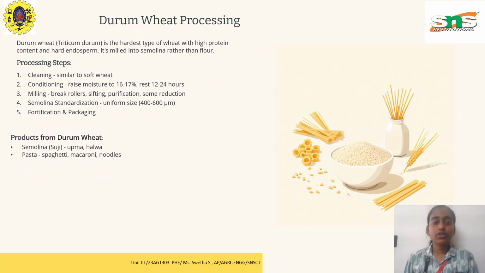And durum wheat processing. It is a hard wheat and it is used for semolina rather than flour. The processing steps involved are cleaning, conditioning, milling, then semolina standardization, and then fortification and packaging. And we get products like semolina, pasta, macaroni and spaghetti.